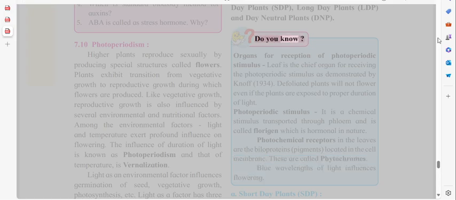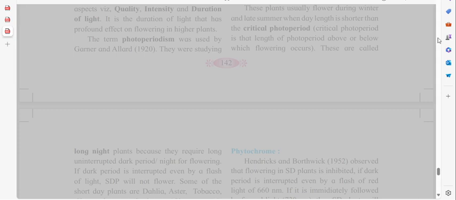Do you know? A. Short day plants, SDP. These plants usually flower during winter and late summer when day length is shorter than the critical photoperiod. Critical photoperiod is that length of photoperiod above or below which flowering occurs.